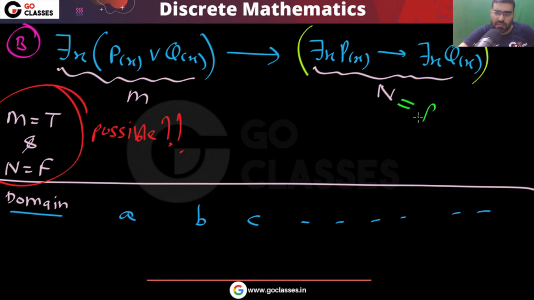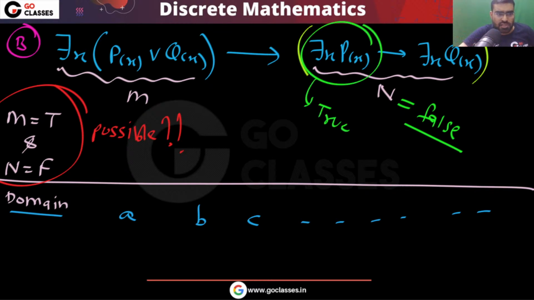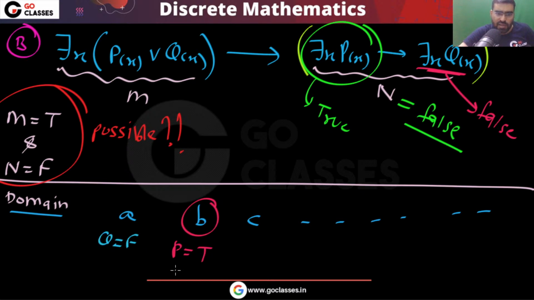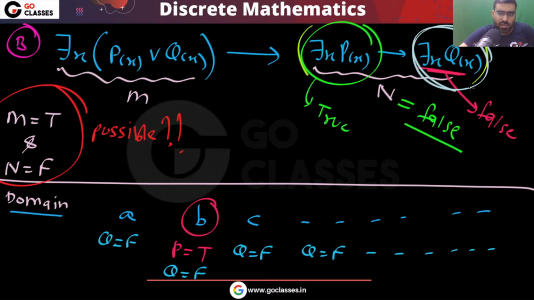If I want to make this false, then I need to make it true, right? So for some person, P must be true. For someone, remember, for someone P must be true. I need to make this false, so for everyone Q will be false, because I want to make it false. So existential quantifier, you want to make it false. So for everyone Q must be false.